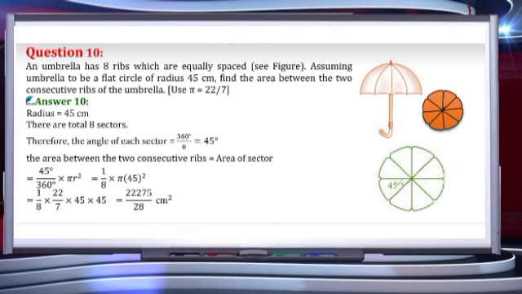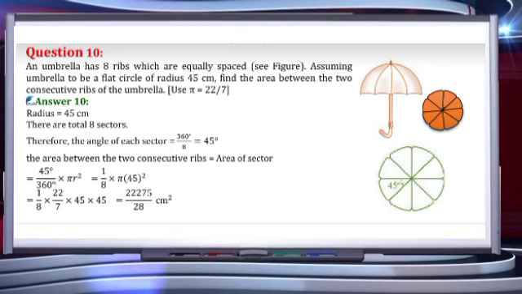Now next, question number 10: an umbrella has 8 ribs which are equally spaced, as you can see in the figure. Assuming the umbrella to be a flat circle of radius 45 centimeter, find the area between two consecutive ribs of the umbrella. So here we need to take pi as 22/7.